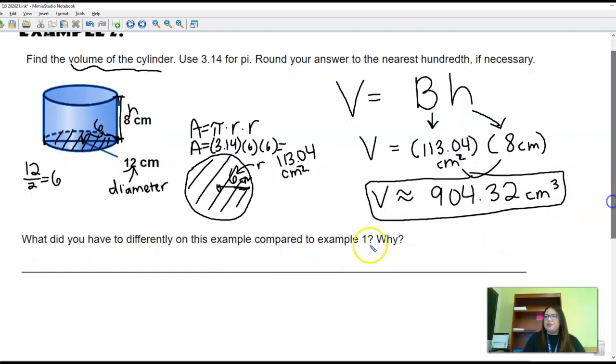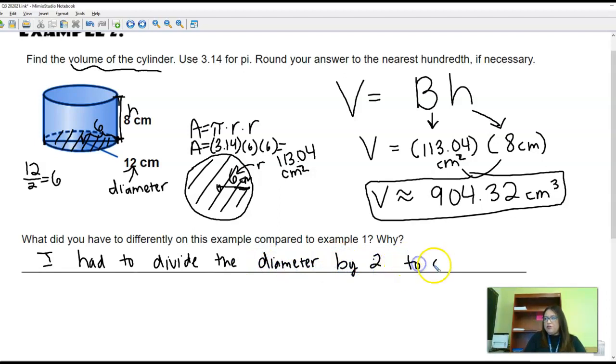So let's answer this question. What did you have to do differently on this example compared to example 1? Well, the thing that I had to do differently is I had to chop that diameter in half. So I can say I had to divide the diameter by 2 to get the radius. Okay, so that is the major difference from example 1 to example 2. Since they gave me a diameter, I had to chop it in half to get the radius.